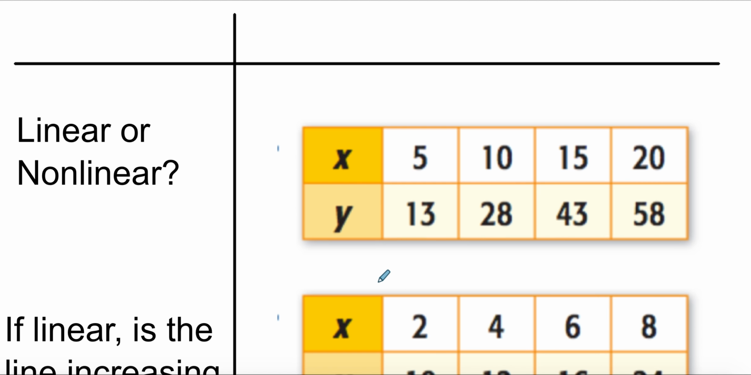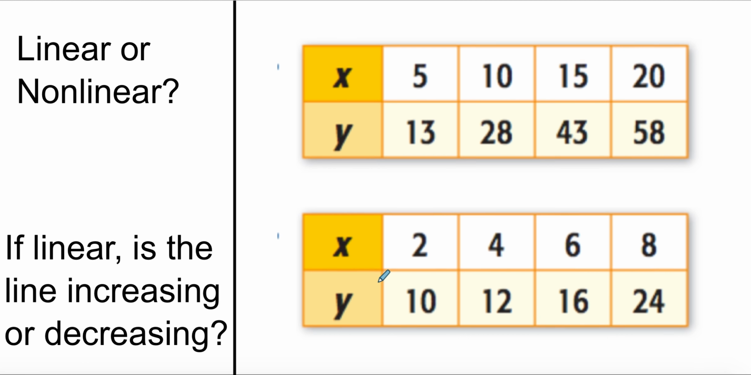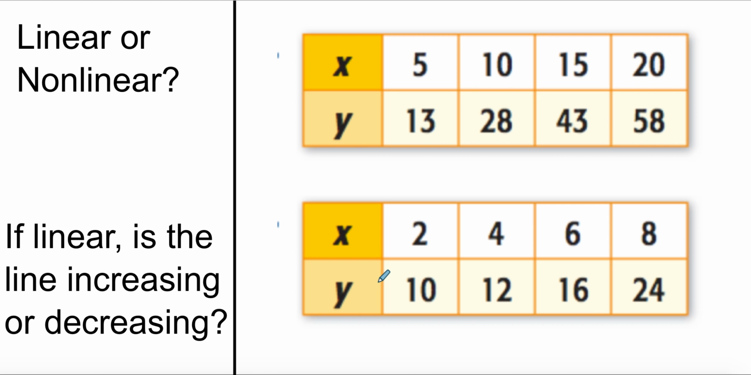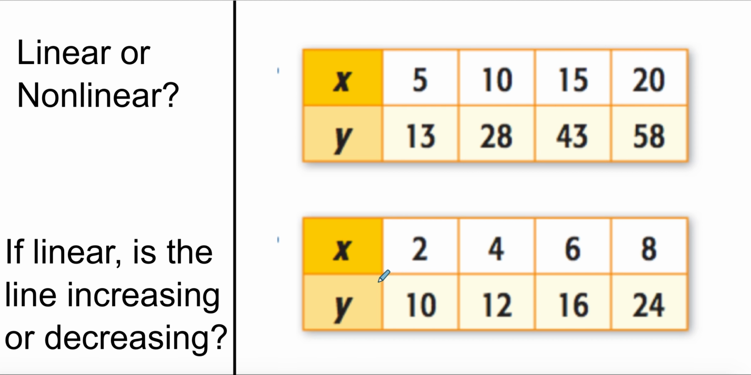So what we need to determine here are a few things. One, is it linear or nonlinear? And then if it is linear, is it increasing or decreasing? So remember, to be linear, it has to have a constant rate of change. To have a constant rate of change means I need to find the change in y over the change in x. So I'm going to write it as that triangle y, delta y, over delta x, which really means let's subtract these. So if I take 10 minus 5, I get 5.